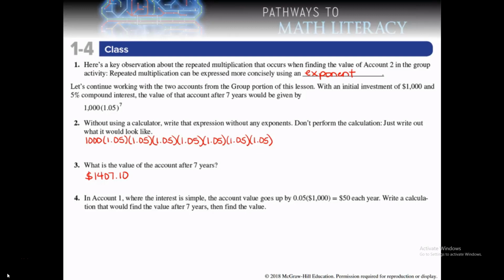For that one, we decided that the value goes up $50 a year, which was 5% of the original $1,000. So then with that account, what would a calculation look like after 7 years? Well, with that one, we would have to say that we're starting with the 1,000 and adding on the interest, and we're going to add on $50 7 times. So we're going to multiply by 7. So 1,000 plus 50 times 7, and that comes out to $1,350, which you can see is a little bit less than the compound interest account.